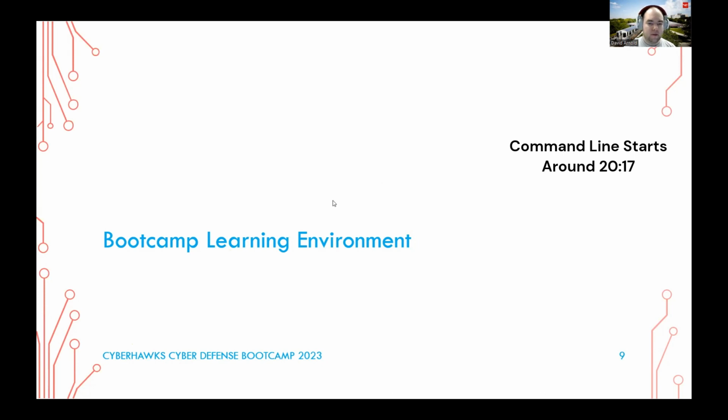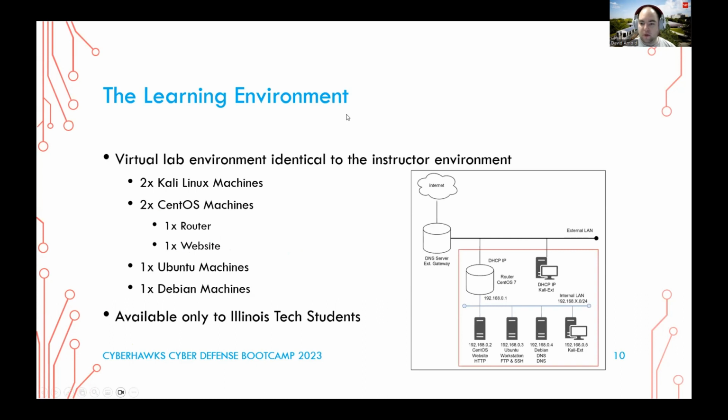All right, so at least in terms of the Bootcamp learning environment, this is the general structure of what you'll be working with over the course. There are 1, 2, 3, 4, 5, 6 machines that you'll be working with. We have 2 Kali Linux machines. One is sitting on the outside, or the external network, and one is sitting on the inside, or the internal network. Those will give you a good perspective on, if somebody were to breach and get into my network, what could they do from there? That's why we have those 2 Kali Linux machines.